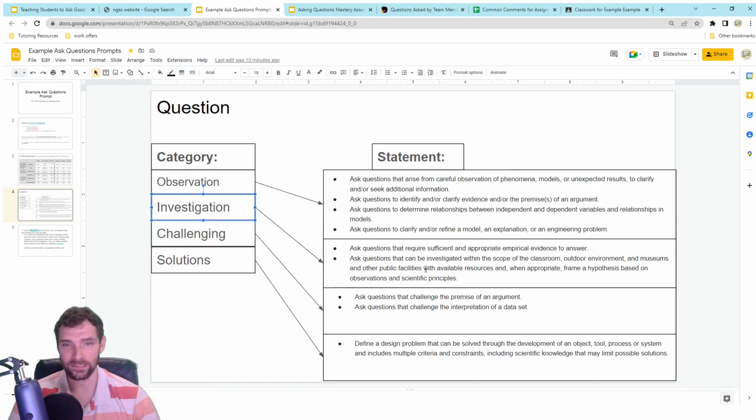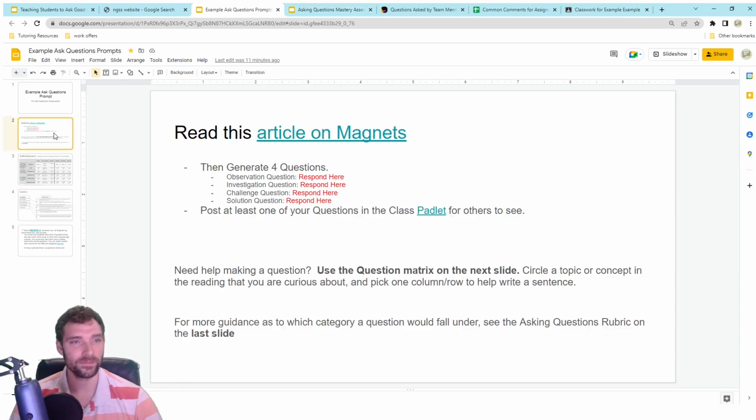And then investigation, this has to do more with actually thinking about an experiment and thinking about what you're going to need to do to prove that something was right or that your experiment happened the way you thought it was going to. Then you're going to have these challenging questions, which is more about challenging someone else by asking a question, and then designing solutions. This is that engineering piece. So they should have one question for each of those categories, right? On the prompt, each prompt, they've got 4 questions that they've made, one from each category. Okay.